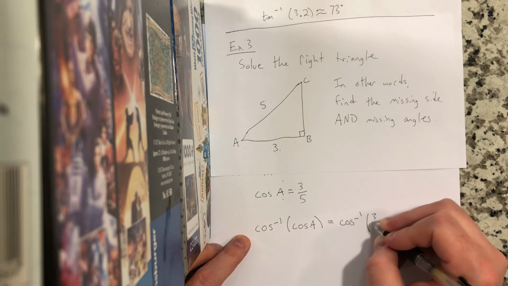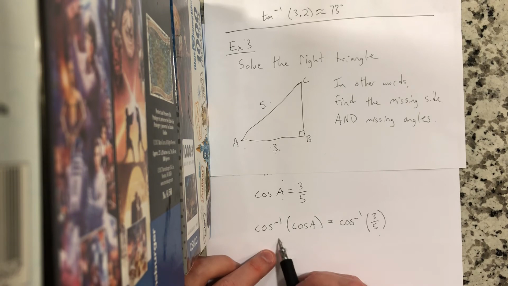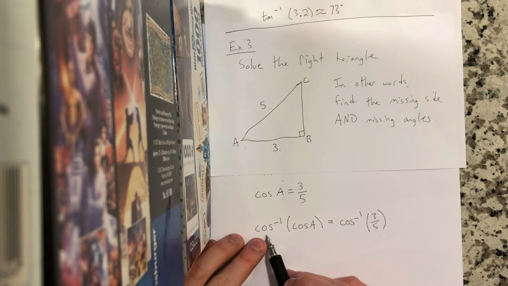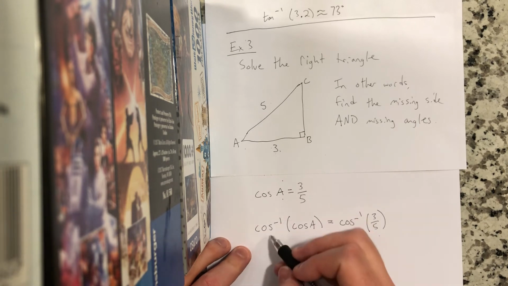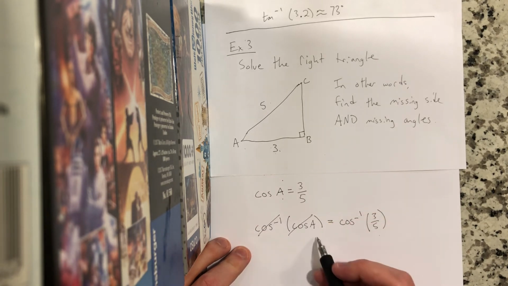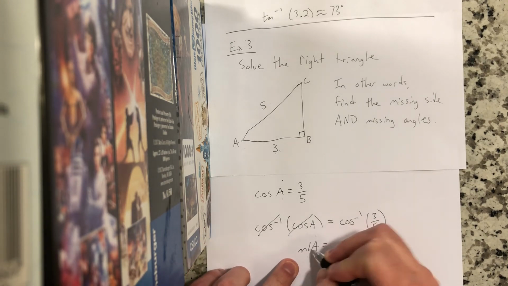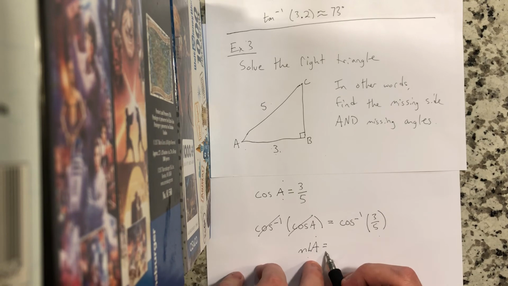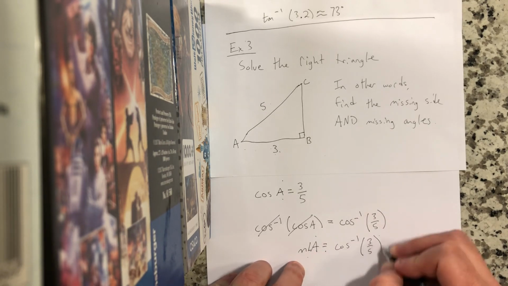Remember in algebra, whatever you do to one side, you have to do the same thing to the other side. So here's what happens. The inverse cosine and the regular cosine, when you compose them, they cancel out with each other. And all that's left is this A, which is exactly what we're looking for. So the measure of angle A is going to be equal to the inverse cosine of 3/5.